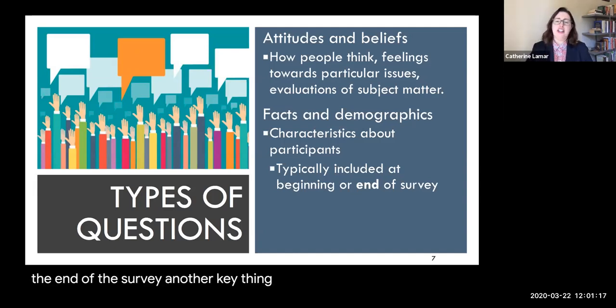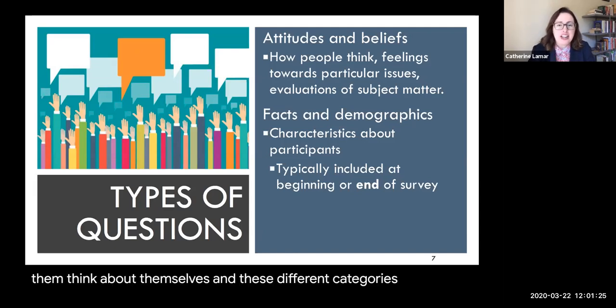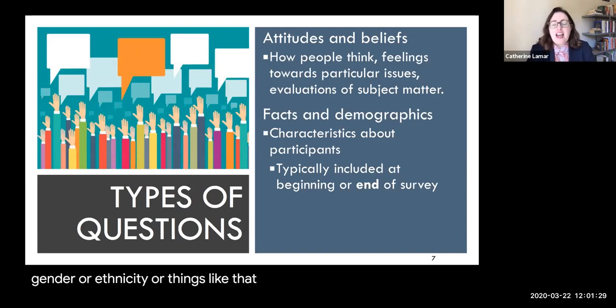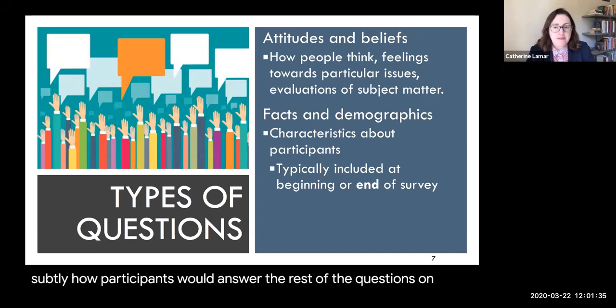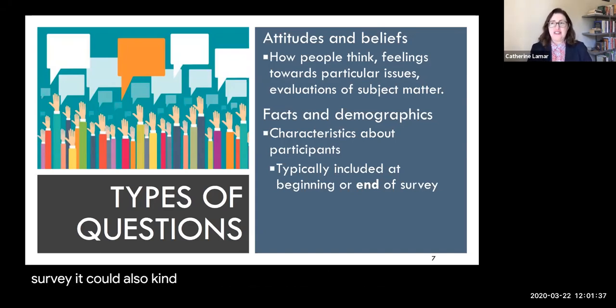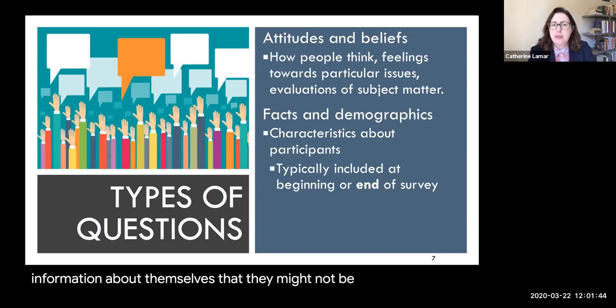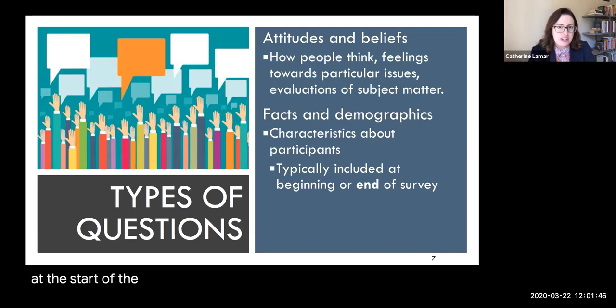Another key thing here is that demographic questions can sometimes be a little bit jarring for participants or make them think about themselves in these different categories like age or gender or ethnicity or things like that. And that can subtly influence how participants would answer the rest of the questions on a survey. It could also ask participants to reveal a lot of information about themselves that they might not be comfortable doing at the start of the survey.